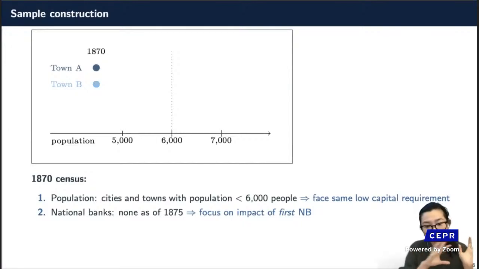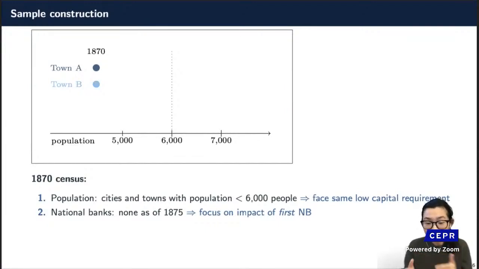So once we go past those adjustment periods, what we do is we look at the 1870 census and we focus on towns that look very similar just from a population standpoint. So these are all towns with fewer than 6,000 people. And so they all similarly face the low capital requirement.